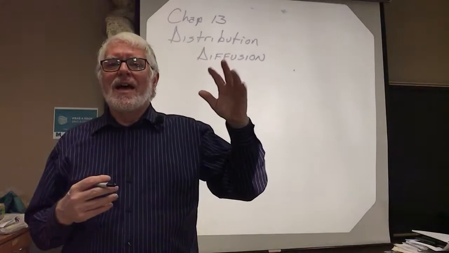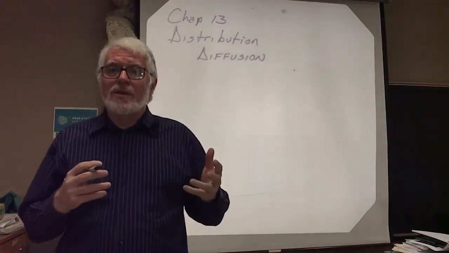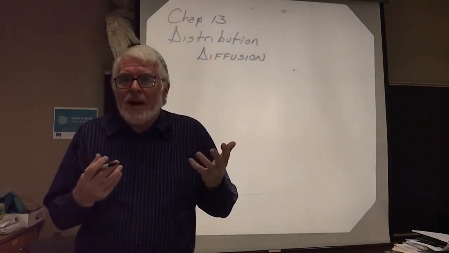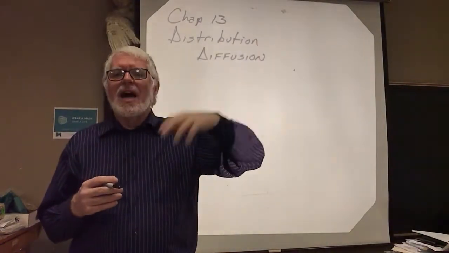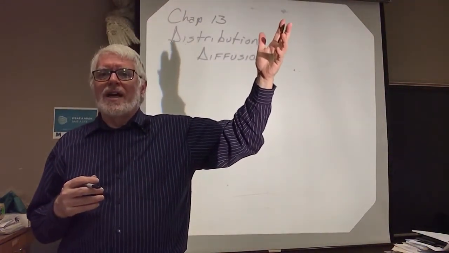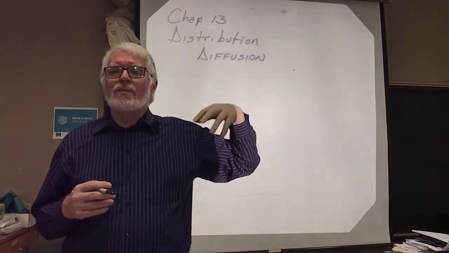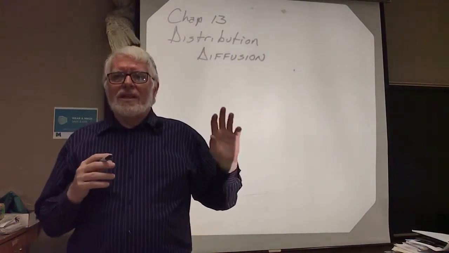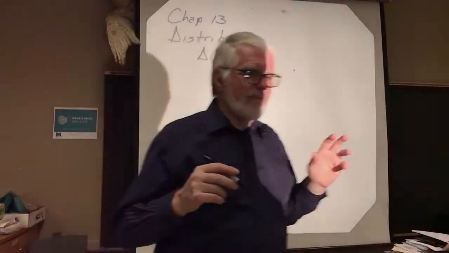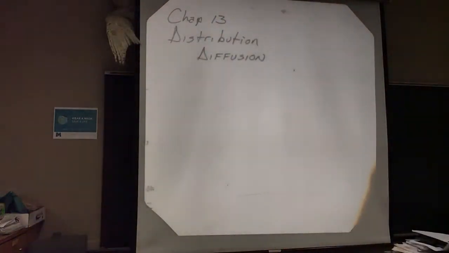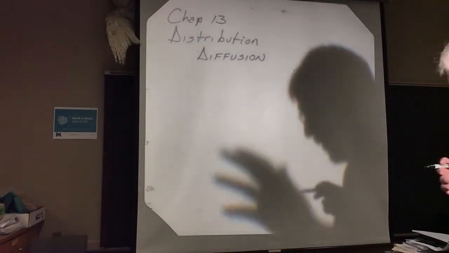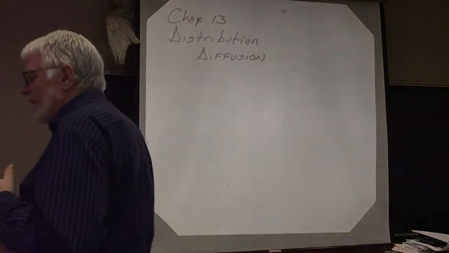But anyway, also as waste materials are built up, there's more inside the animal than outside. So waste materials like carbon dioxide, ammonia, other kinds of things diffuse out. That works if you're small enough. We talked about this when we talked about the groups of animals.